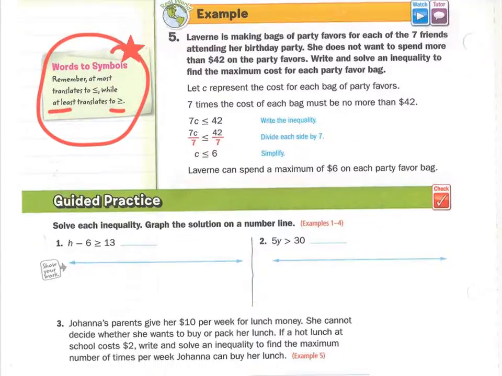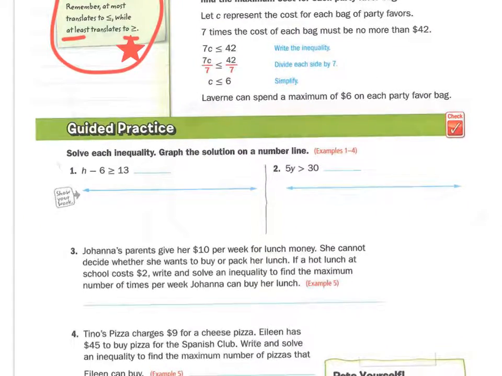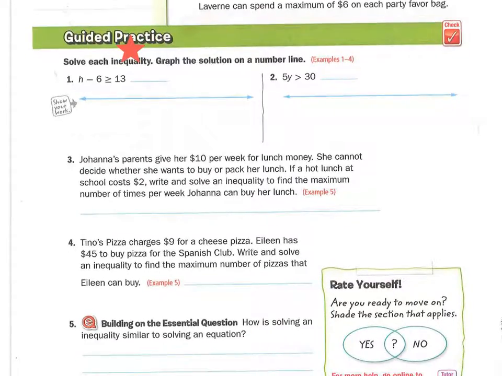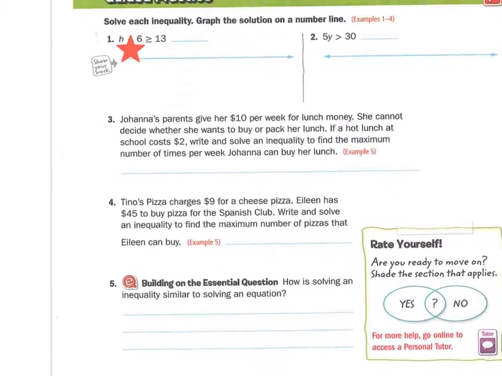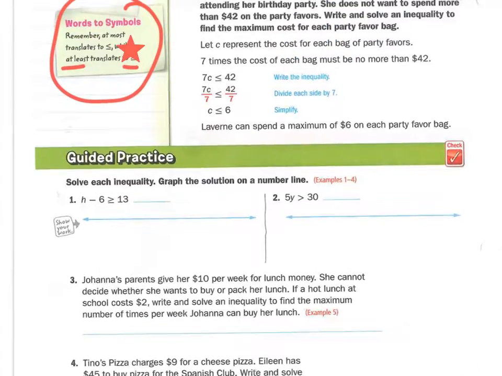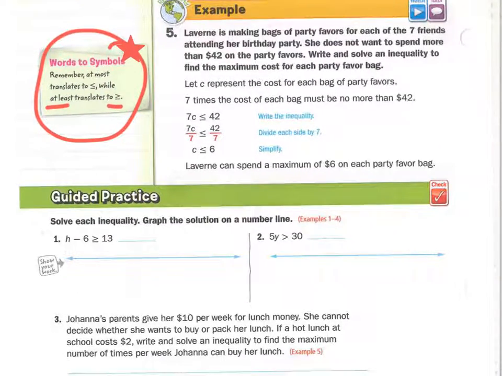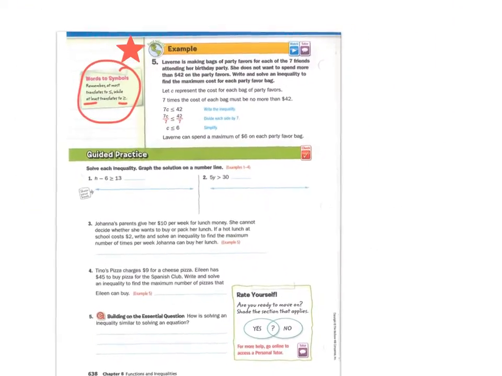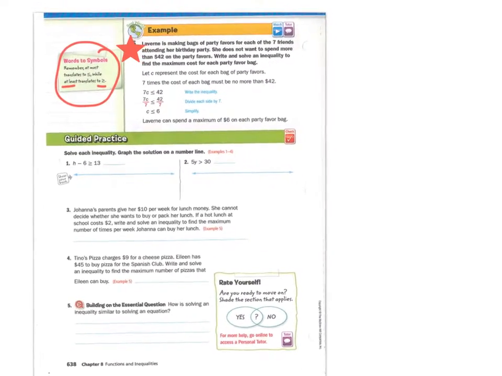Okay? Now it's time for you to do your guided practice. Oops, sorry, my star is moving around, so let's shrink that up a little bit instead. There we go.